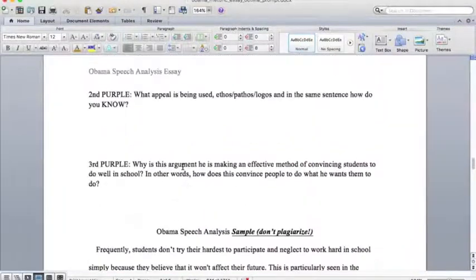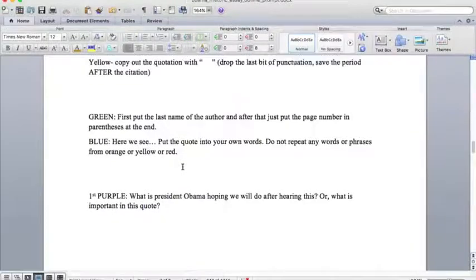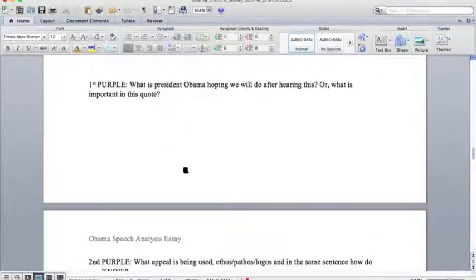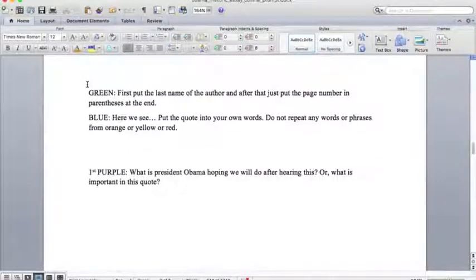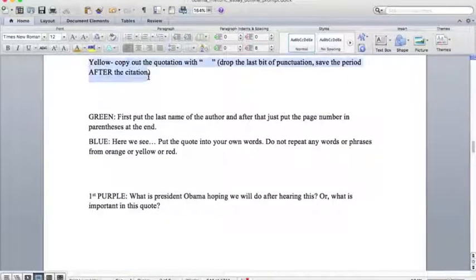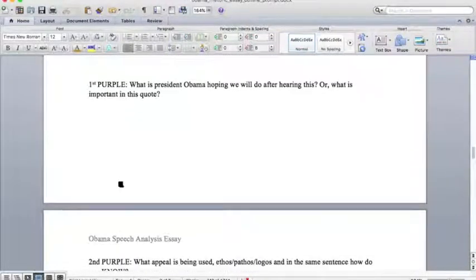Then not only have I given you step-by-steps for all the colors, but for purple, because a lot of people go, oh, I don't know what to write for purple. And remember, it's all surrounded in yellow. Yellow is the quote. Yellow is what everything's about. But in the purple, there are 3 different questions that you can answer. First, what is President Obama hoping that we're going to do after hearing this? What's important in this quote? Why does he want us to hear this?